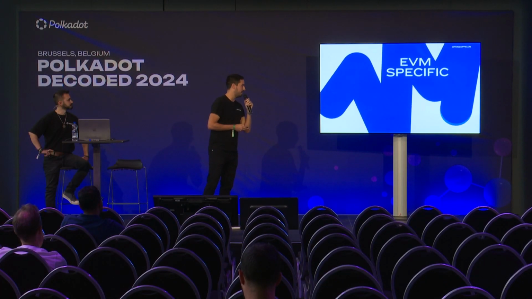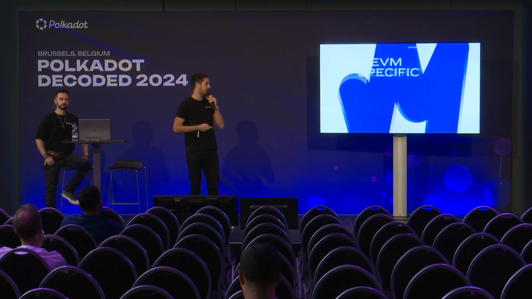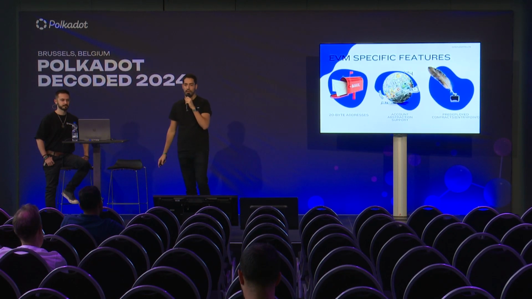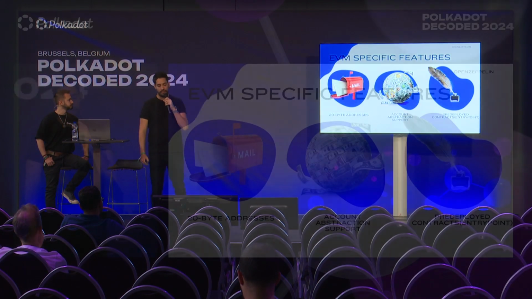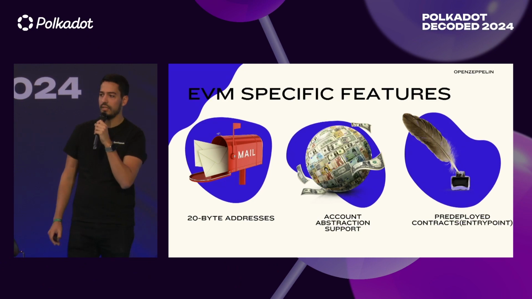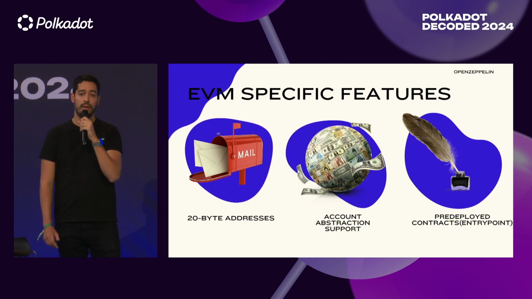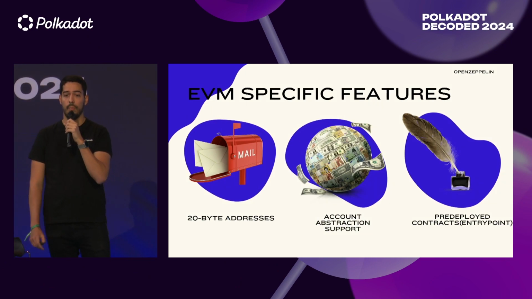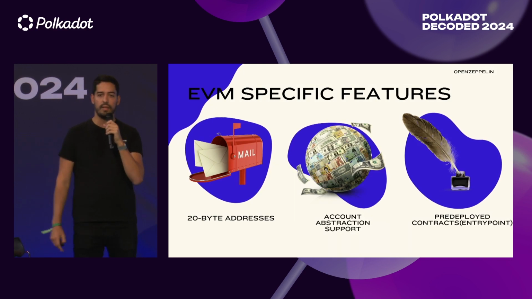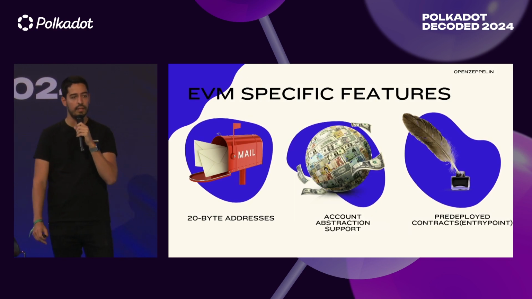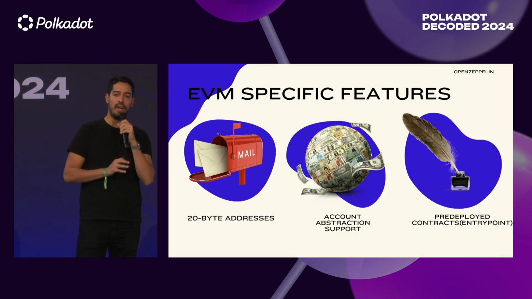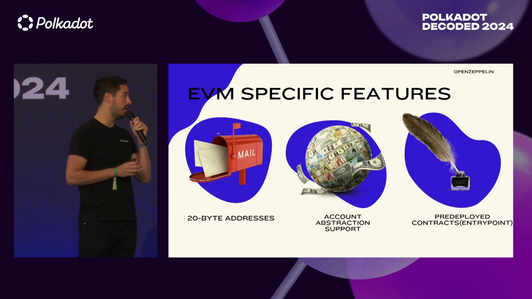So, EVM specifics: why are we building this template even? Why can't people just use what is already available out there? First of all, we haven't built this from scratch. We're using Frontier pallets, so we want to build from a common ground. Shout out to their team, I think the work they're doing is amazing. But we changed some stuff, and we added some things that we think are really helpful.